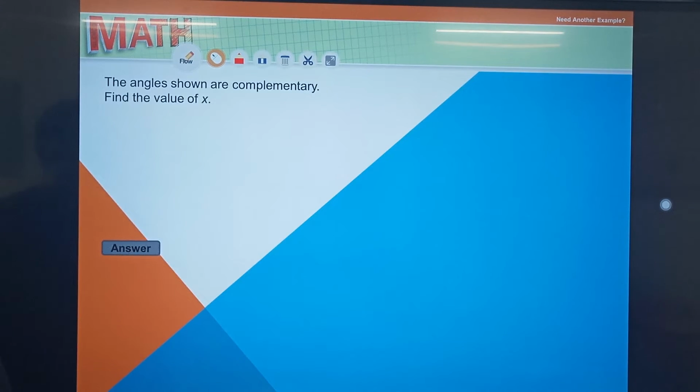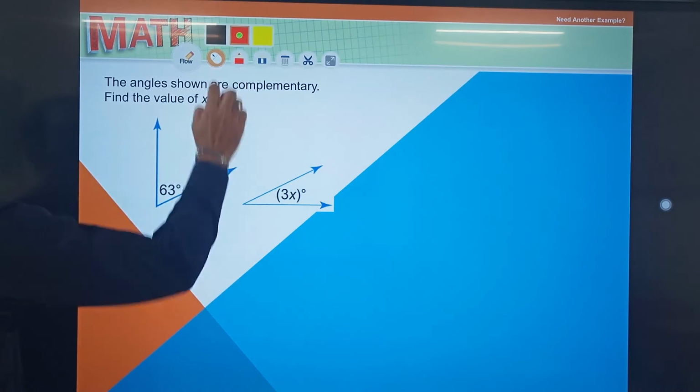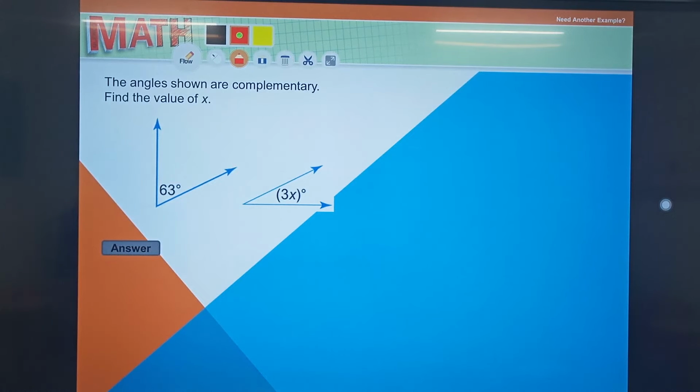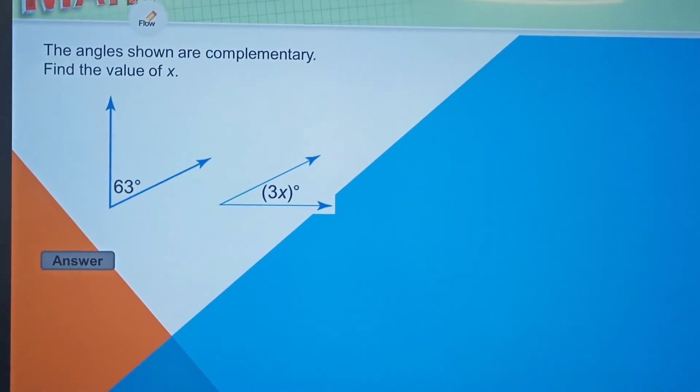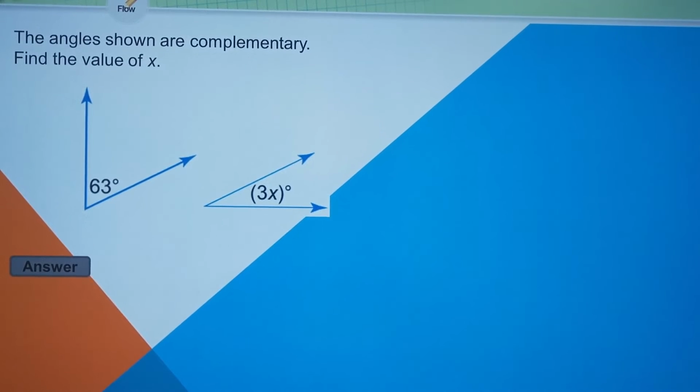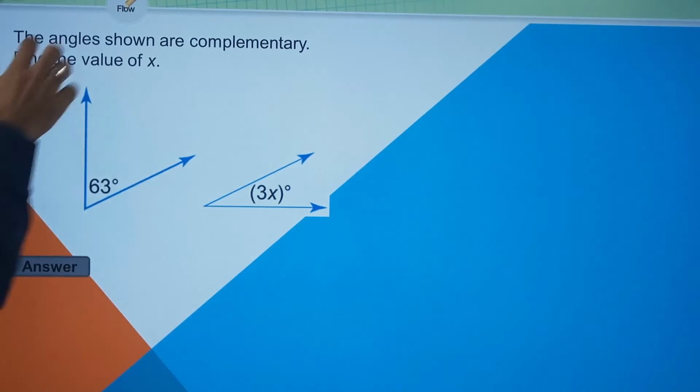Look with me at the next question, please. He gives me two angles that are complementary. I give you 1 minute to try thinking about this. Okay, my friend, what will we do in this example?